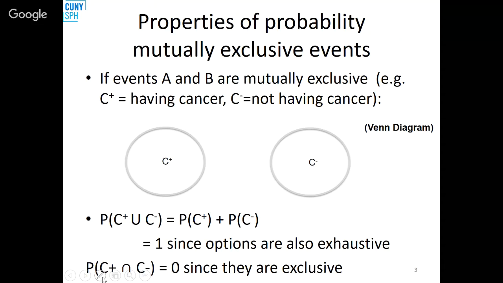And on the other hand, the probability of them both happening, the probability of having cancer intersected with not having cancer, is 0. You can't have both if they're mutually exclusive. So these two things are basic properties of any probabilities.